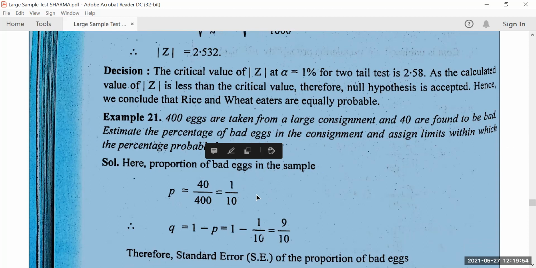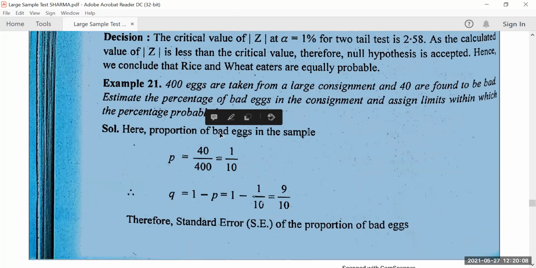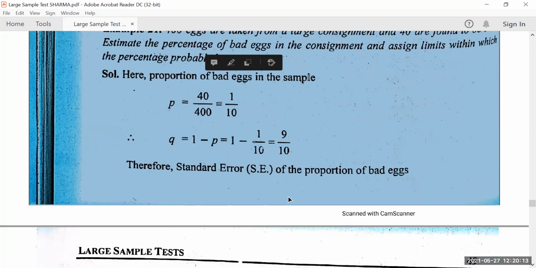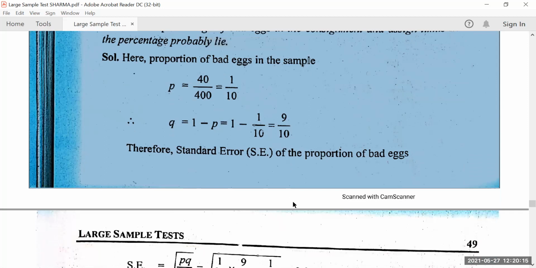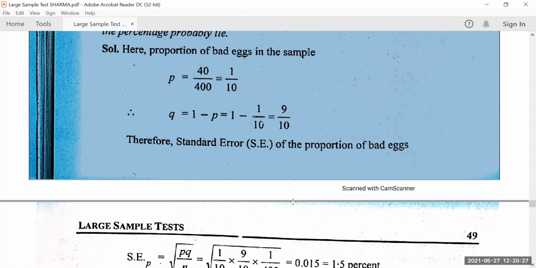Estimate the percentage of bad eggs in the consignment, and assign limits within which the percentage probably lies. So we will calculate the standard error of the proportion of bad eggs, because we have to find an interval, a limit. For that we have to find the standard error of bad X.